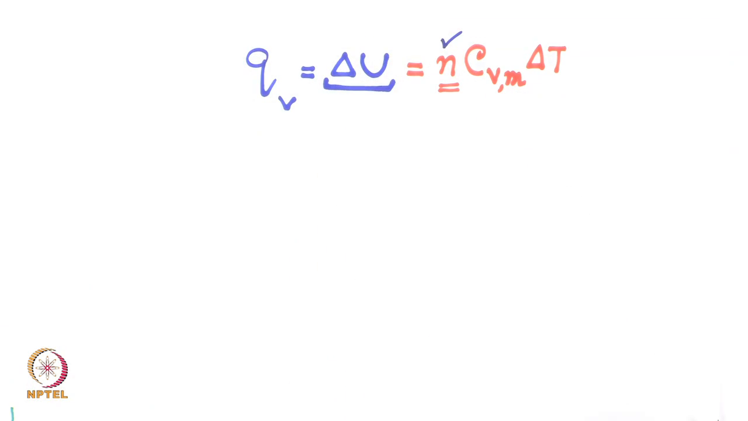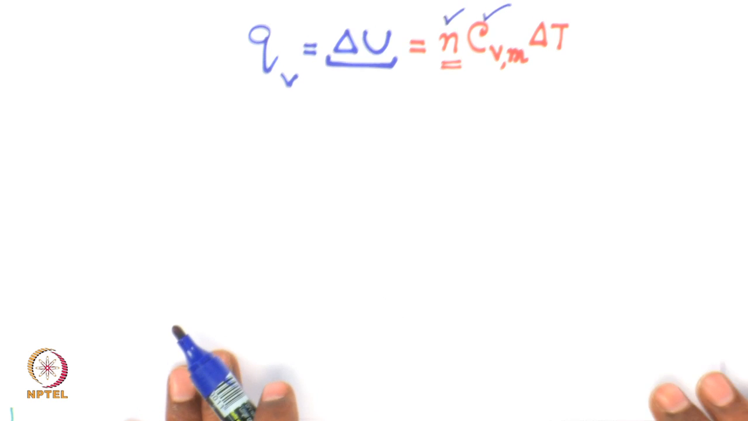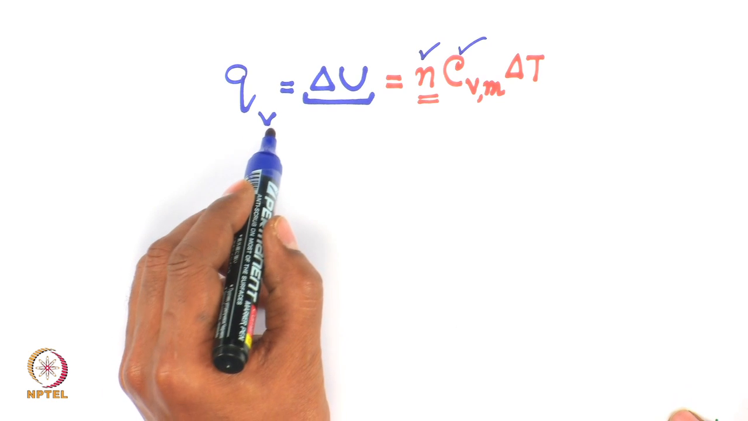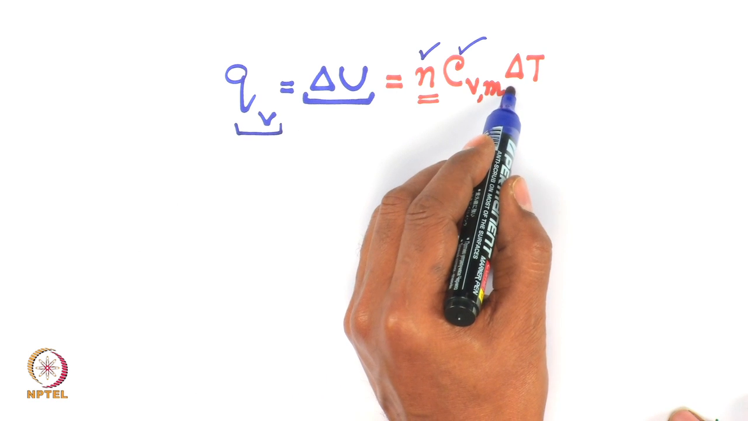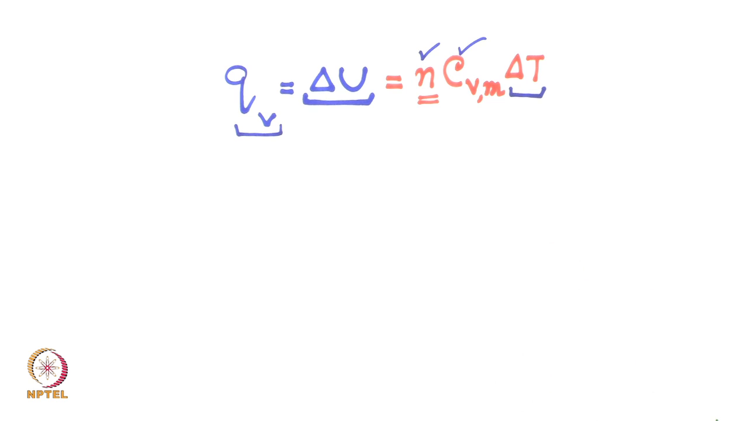So, once I have N, then I need the value of CVM, and since it is assumed a perfect diatomic gas, CVM has to be used as 5 by 2 R. We just discussed this in question number 2. So, I have the information on CVM, and we are already told that we need to calculate the value of Q for just a 5 degree centigrade change in the temperature.